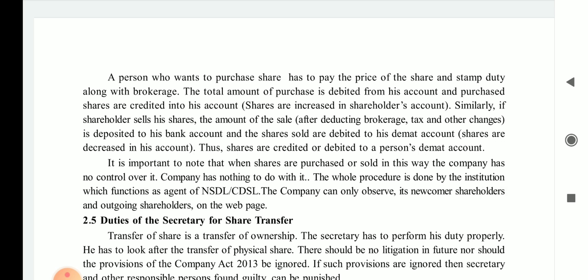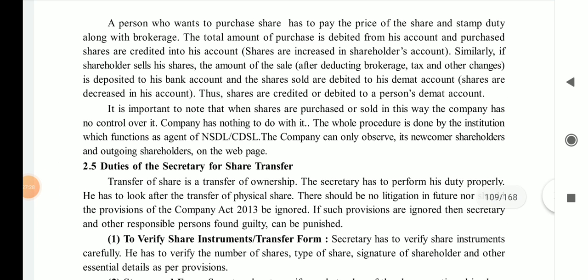See, the whole debit and credit procedure should be conducted after the approval of the share in the dematerialization process. It is important to note that when shares are purchased or sold in this way, the company has no control over it. See, the procedure is conducted in dematerialized form. At that time, the company has no control over it. The company can only observe whether the procedure is conducted properly or not. The company has nothing to do with it. See, the company cannot make a single change in this procedure.